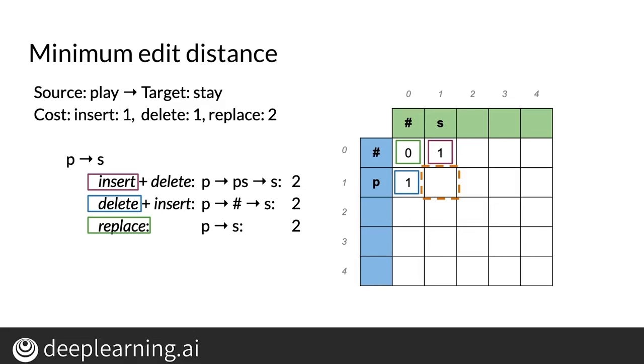The green box is the cost of not doing any edits, which is 0. A replacement has a cost of 2, so 0 plus 2 equals 2. Then, you take the minimum of all three of these paths, which is a 2 in this case. Then place that value in the cell, which gives you the minimum edit distance from P to S.